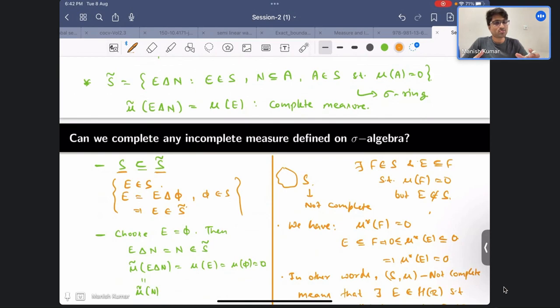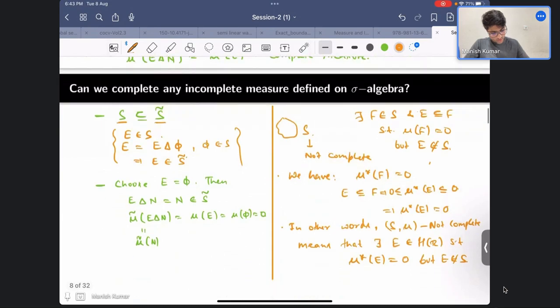So S had some missing elements, and the missing elements were of this type. This type of sets were not there, which are subsets of a measure 0 set, but still they are not measurable. And we put these sets in S tilde, which makes this S tilde complete. So this is the story about this S tilde. Is this clear? Yes, sir. Okay. So if you have no doubt, I can proceed further.